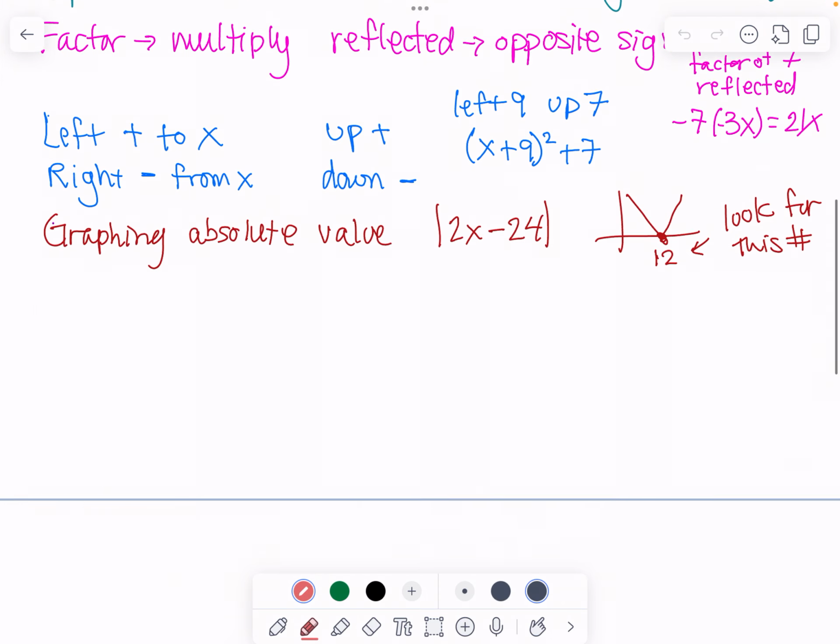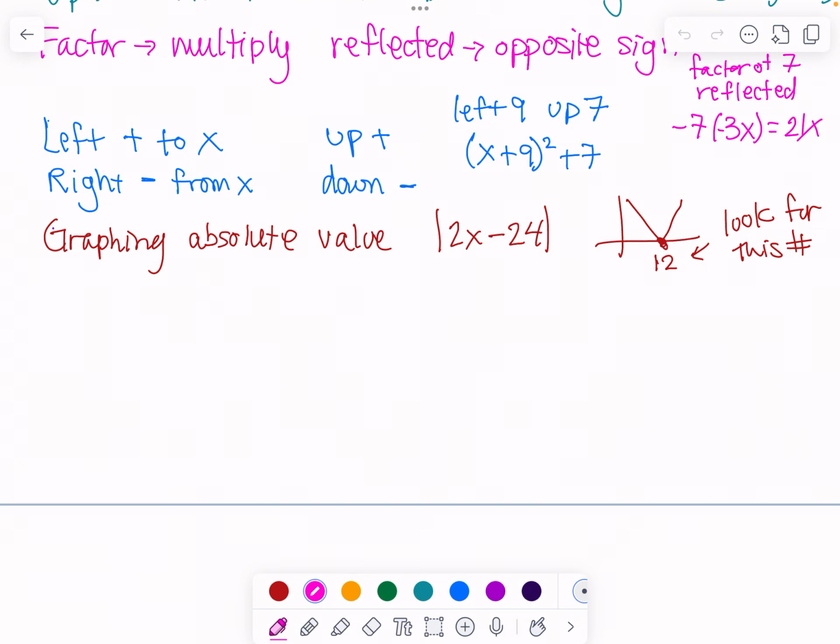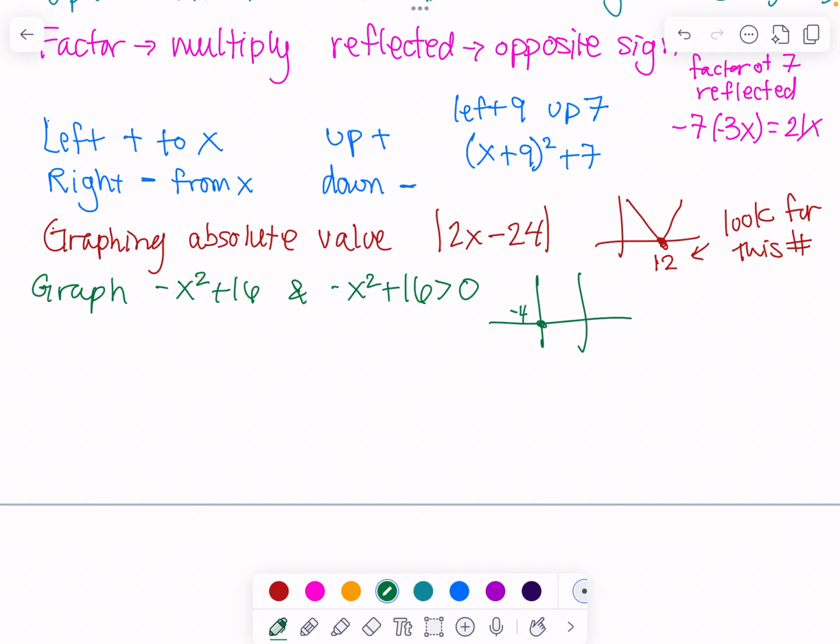I would put: graph negative x squared plus 16, and negative x squared plus 16 is greater than 0. And then I can see that it would be between -4 and +4. And so then it would be -4 is less than x is less than 4. And I'm going to put here that that was between.